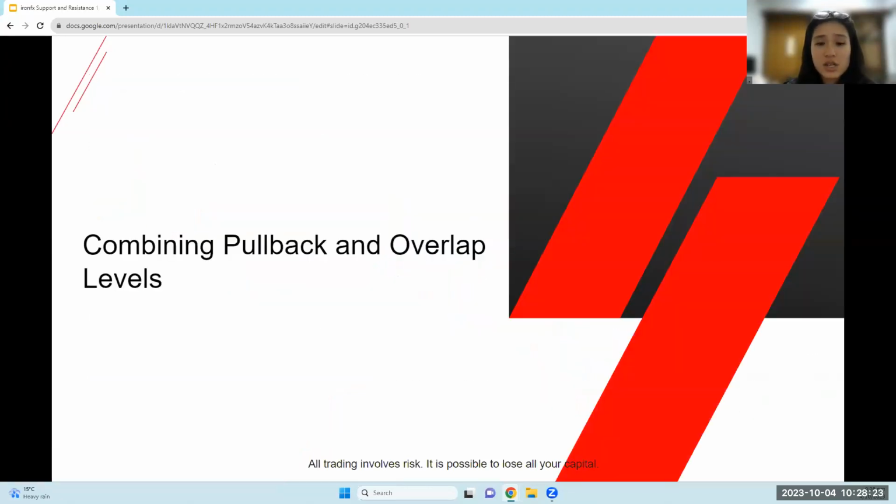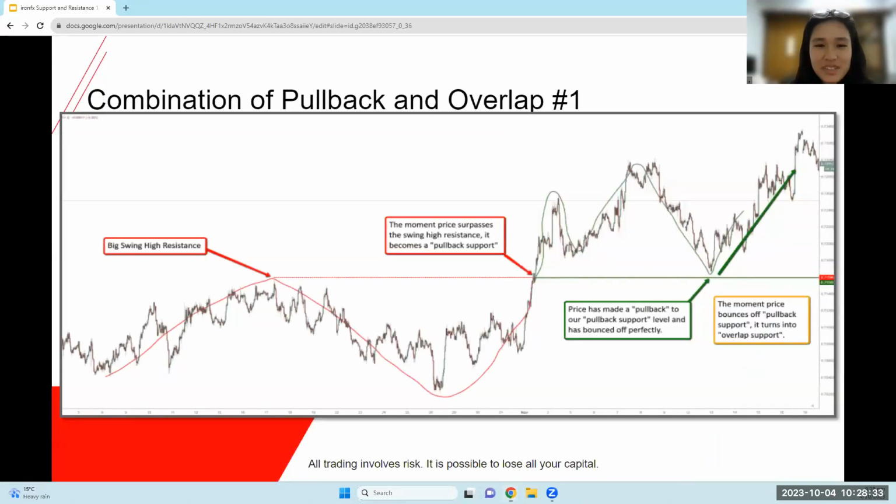Okay, let's move on. So now we're gonna combine both pullback and overlap levels. Here we have a big swing high resistance level at the start, and price surpasses this level over here. So the moment price surpasses this swing high resistance, it now becomes a pullback support instead.